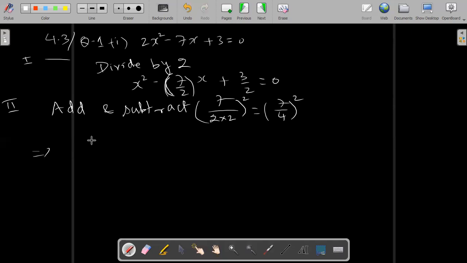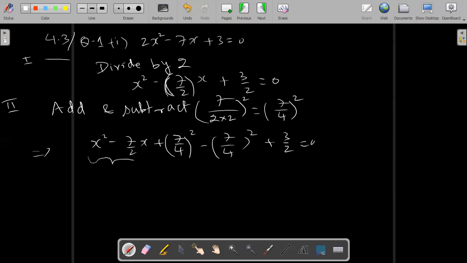So that is x square minus 7 by 2 x plus, first we add 7 by 4 whole square. Always add first, then subtract, because this is becoming a square plus 2ab plus b square, plus 3 by 2 is equal to 0. So this always makes the format a square minus 2ab plus b square. When minus is coming, the a minus b whole square formula will be used.